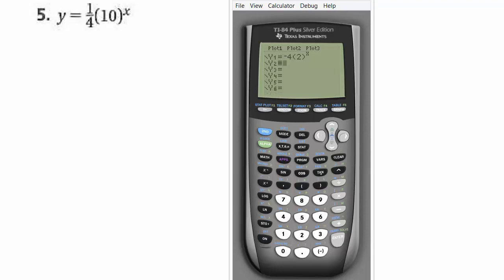So let's put 1/4, which you can type 1 divided by 4. That's one way you can do that. And then you could put the 10 in parentheses, and then you raise that to the power of x. And let's just graph in a standard window to see sort of what this graph looks like.